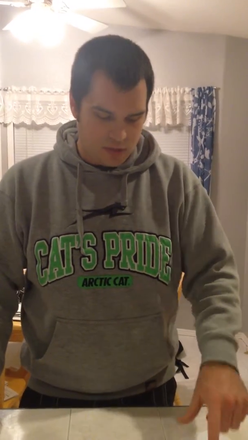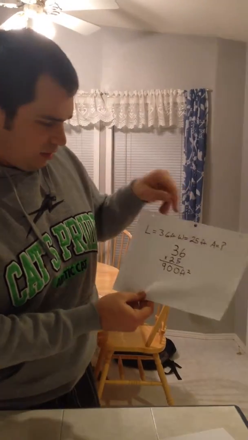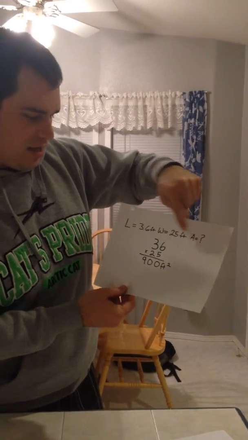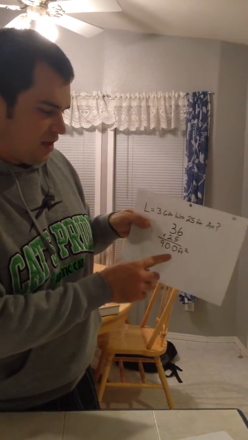So what do you do on that? It's still the same formula, even though it's a rectangle, just like I showed earlier. It's still 36 times 25, and the area of that house would be 900 square feet. The length is 36 feet, the width is 25 feet, and the area equals 900 feet squared.